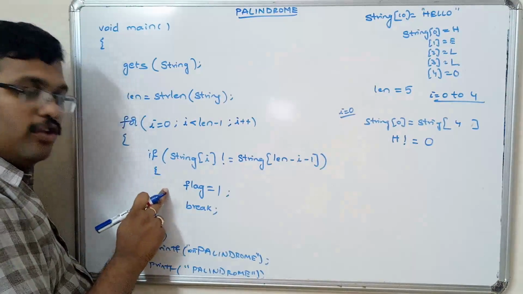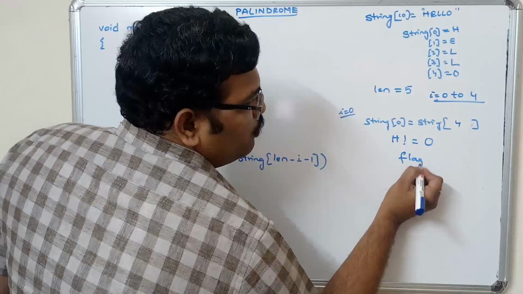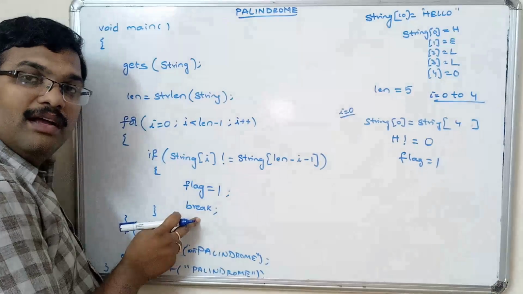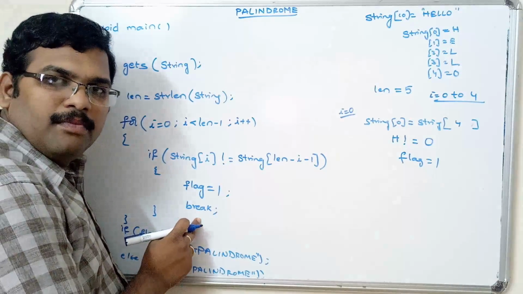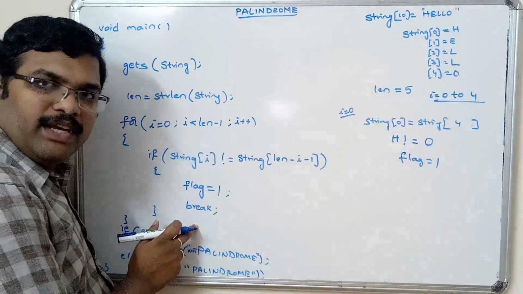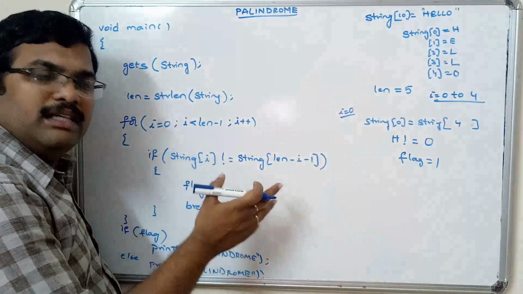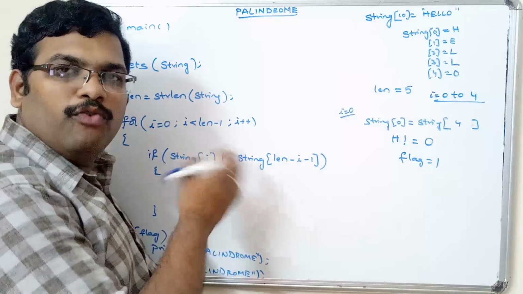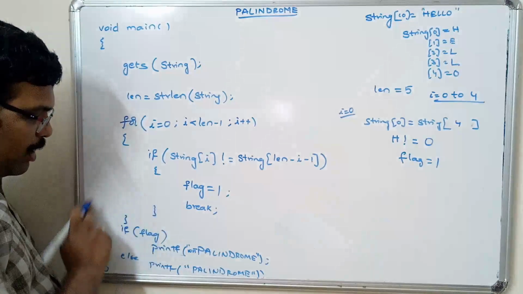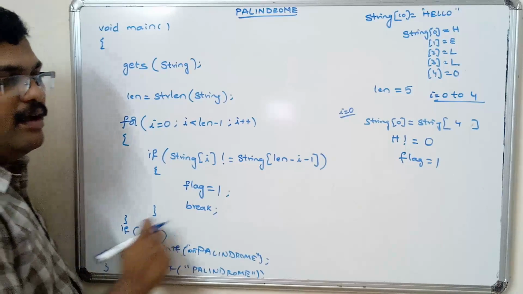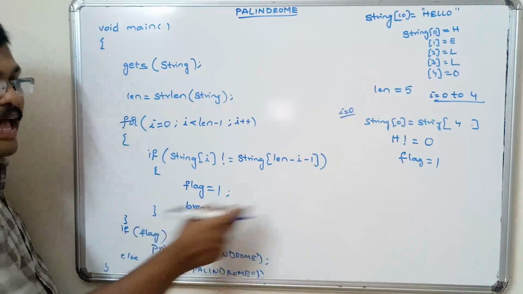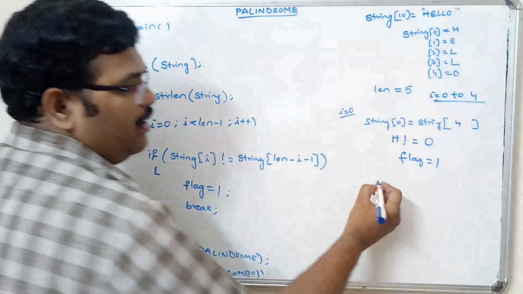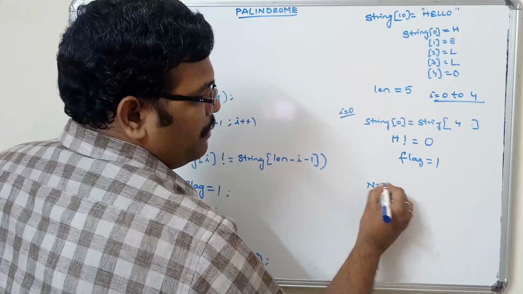The control will enter into the loop. The flag will be set to 1 and a break. So as we have discussed, the break is the termination of a loop, an unconditional termination. Whatever the condition may be, if we write the break statement, automatically the control will come out from the for loop. And if flag, that means here the flag is a non-zero value, so printf not a palindrome. Simply we get not palindrome.